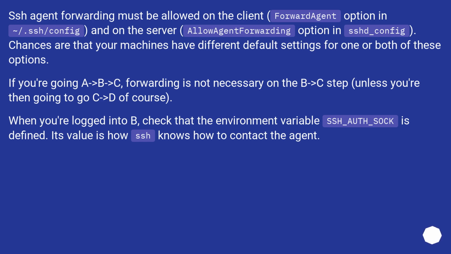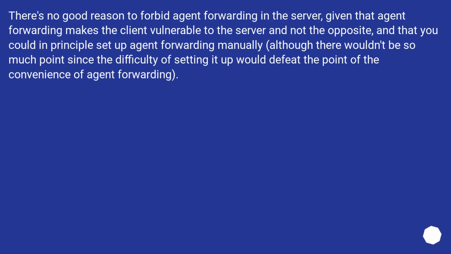When you're logged into B, check that the environment variable SSH_AUTH_SOCK is defined. Its value is how SSH knows how to contact the agent. There's no good reason to forbid agent forwarding in the server, given that agent forwarding makes the client vulnerable to the server and not the opposite, and that you could in principle set up agent forwarding manually, although there wouldn't be so much point since the difficulty of setting it up would defeat the convenience of agent forwarding.